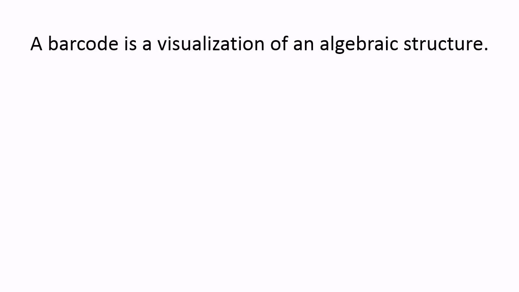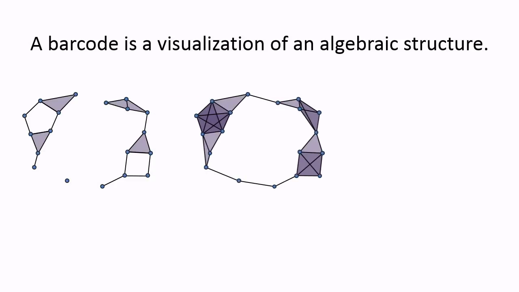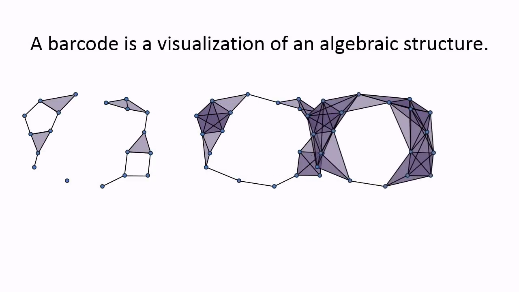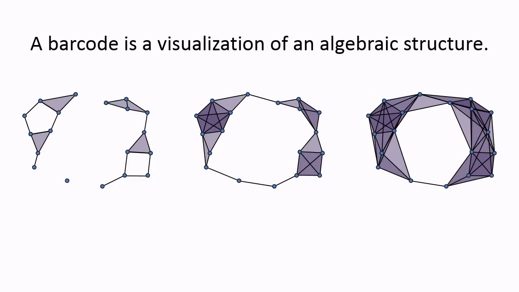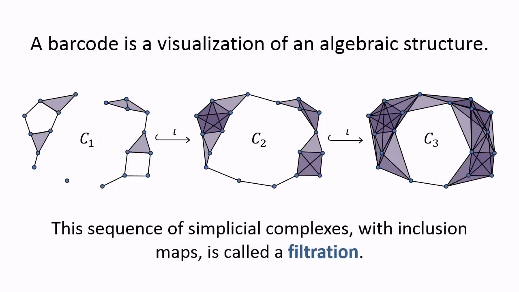Persistent homology has been studied extensively from an algebraic perspective. Specifically, a barcode is really a visualization of an algebraic structure. In our barcode animation, we were really dealing with a sequence of simplicial complexes, each a subcomplex of the next. That is, the simplicial complex constructed from the data for some small distance is a subset of the simplicial complex constructed for a larger distance. Equivalently, there is an inclusion map from each simplicial complex to the next. This sequence of simplicial complexes with inclusion maps is called a filtration.